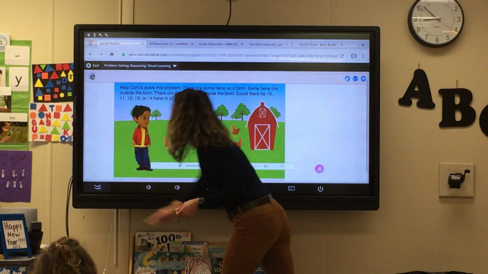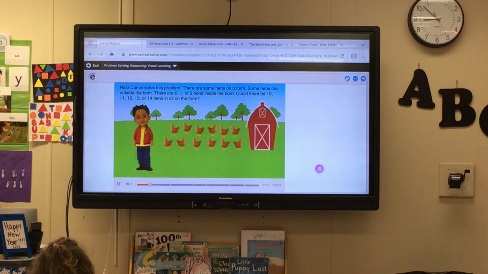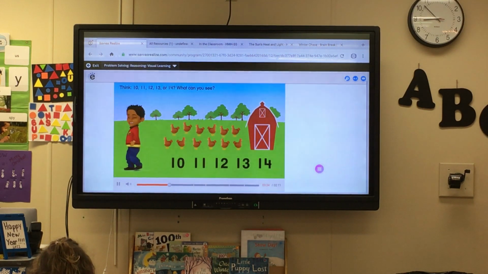There are some hens on a farm. Some hens are outside the barn. There are 0, 1, or 2 hens inside the barn. Could there be 10, 11, 12, 13, or 14 hens in all on the farm? Think. 10, 11, 12, 13, or 14. What can you see?